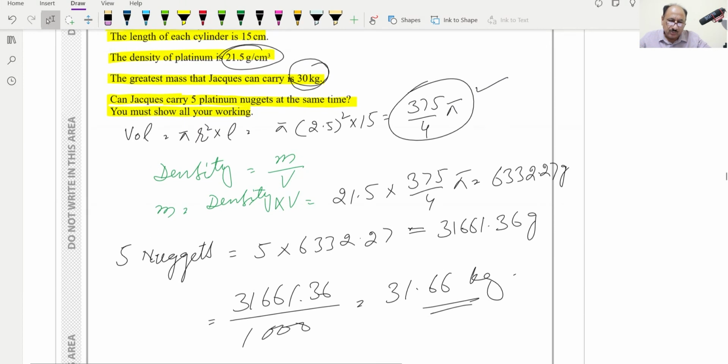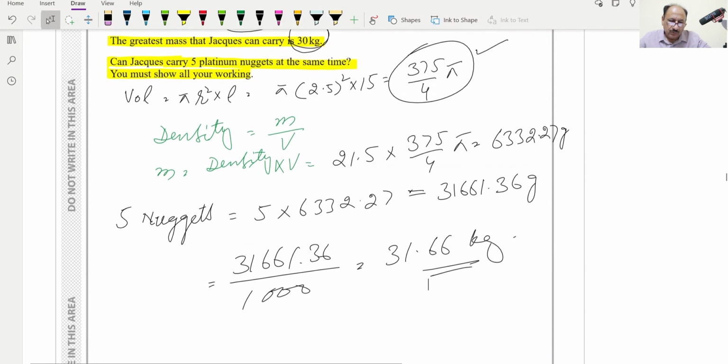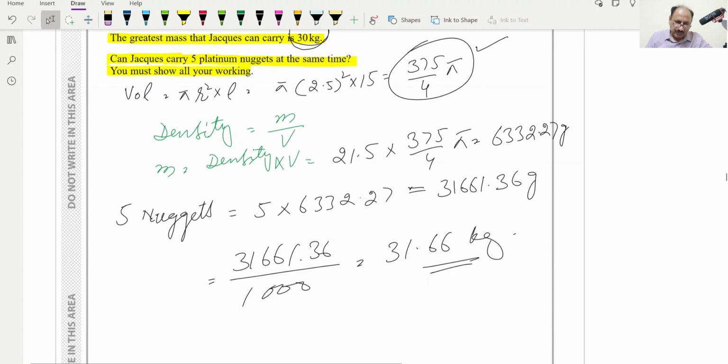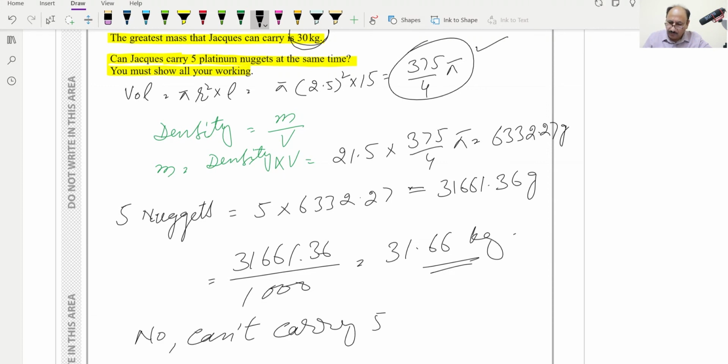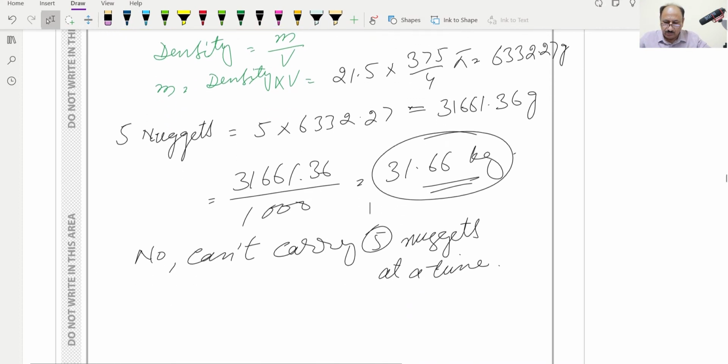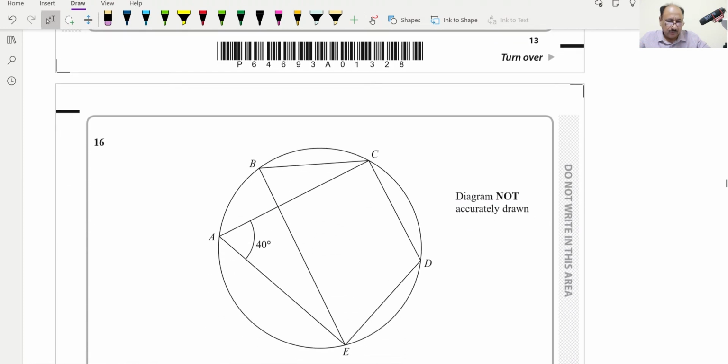So, can Jacques carry 5 platinum nuggets at the same time? You must show. We will say that no, can't carry 5 nuggets at a time. So we have shown that this is more than 30 kg, so he can't carry. Basically, hopefully you understood this.